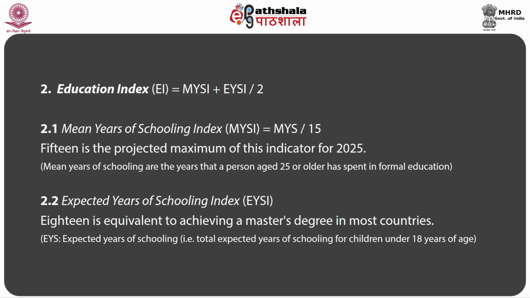Number 2 is Education Index, short form EI, is MYSI plus EYSI divided by 2. In that, what is MYSI? It is the mean years of schooling index, which comes out as MYS divided by 15. 15 is the projected maximum of this indicator for 2025. EYSI is short form for expected years of schooling index, and 18 is equivalent to achieving a master's degree in most countries.